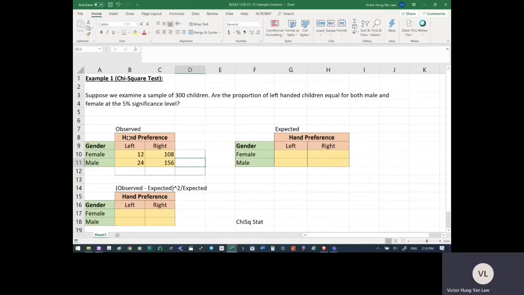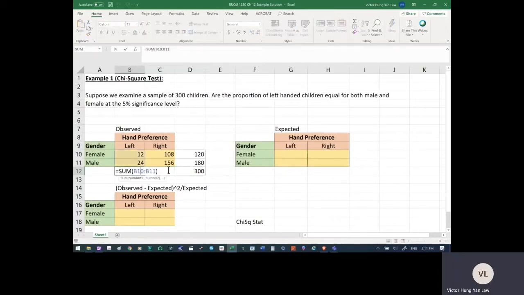The first table is the observed table, and what we need to do is get the totals. We need to get the row totals, the column totals, and the sample size. How we do that is we use the equal sum formula. We add those up, and we get 120 for female, and 180 for male. Then the same for the columns: left hand is 36, right hand is 264, and the total is 300.